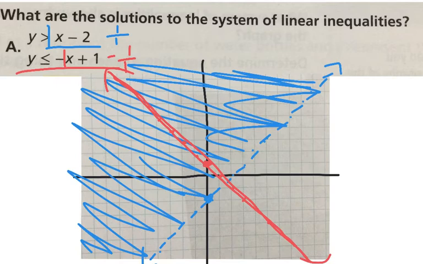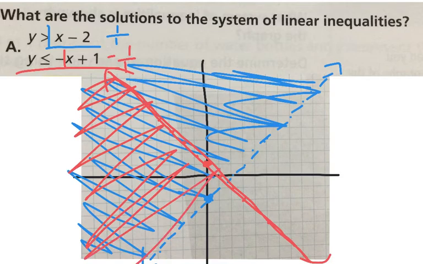And now looking at the red line, this tells me that y's should be less than or equal to the line. So I'm going to be going beneath the y-intercept. So I'm going to shade in everything that's beneath in a second color.